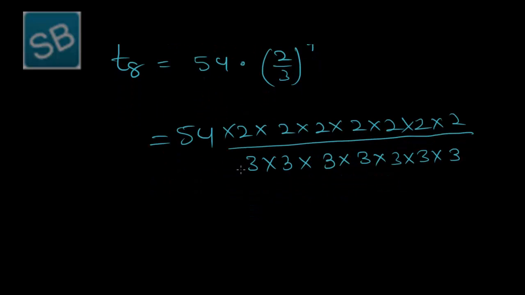Now we will cancel out by 18. 3 ones are 3, 3 eights are 24. 3 sixes are 18. 3 twos are 6. On multiplying, it becomes 2 raised to power 8, which is 256. And here, 3 threes are 9, 9 threes are 27, 27 threes are 81. So the T8 term is 256 over 81.